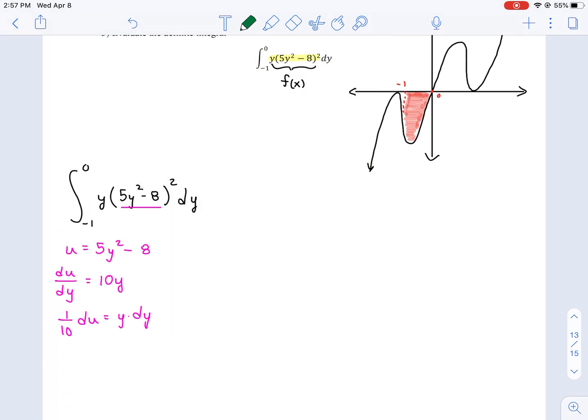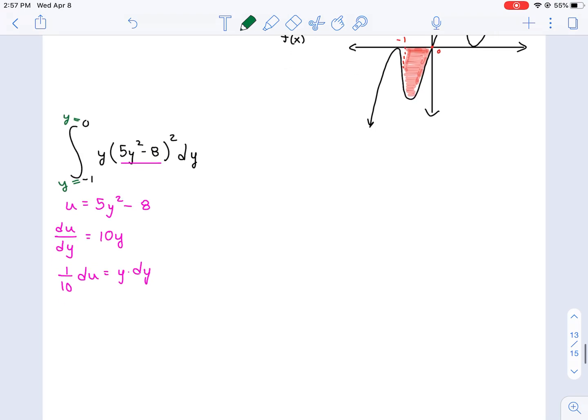And now I'm going to take care of the limits of integration, because currently these limits of integration are values of y, and I would like to write them in values of u. So notice that u is equal to 5y squared minus 8, so I'm going to evaluate that function for -1 and 0. So starting with 0, that'll be -8. And if we evaluate 5y squared minus 8 for -1, that will be -3.